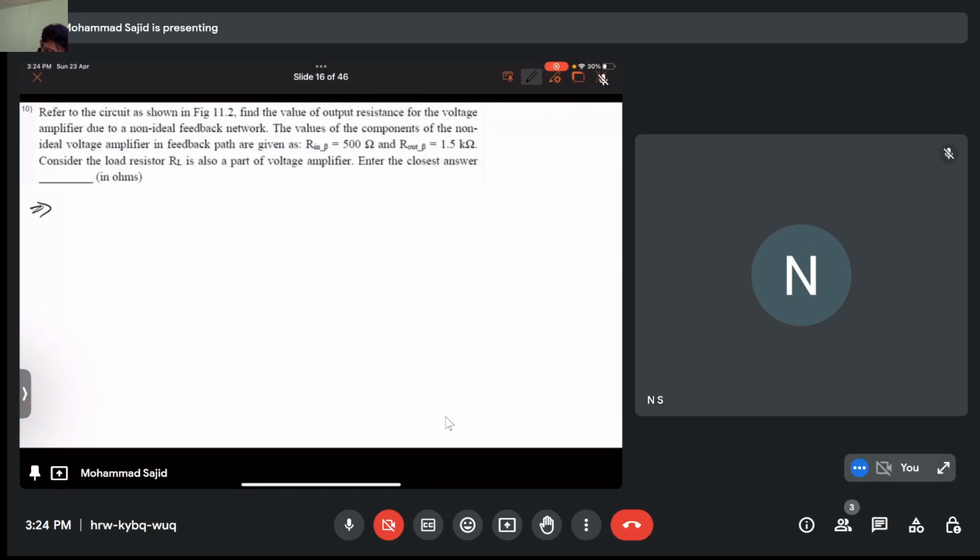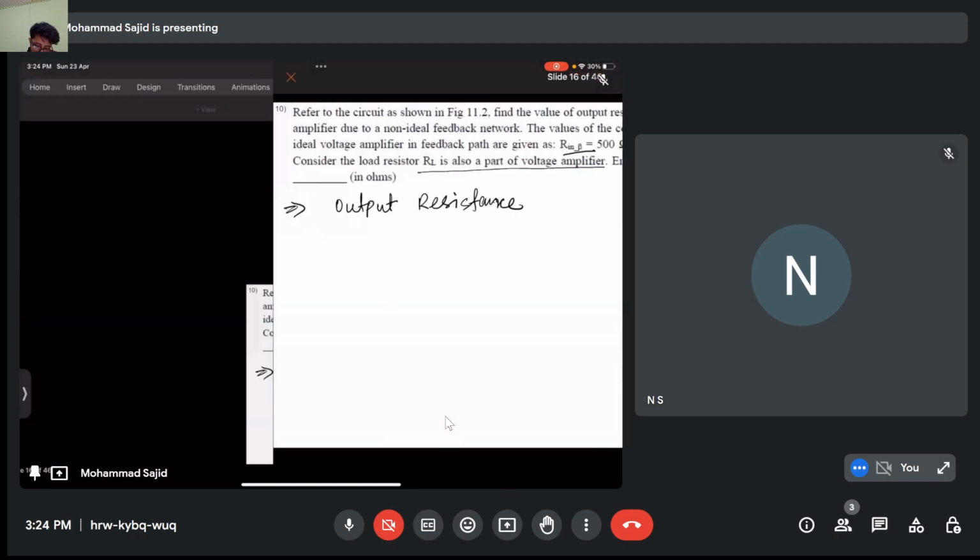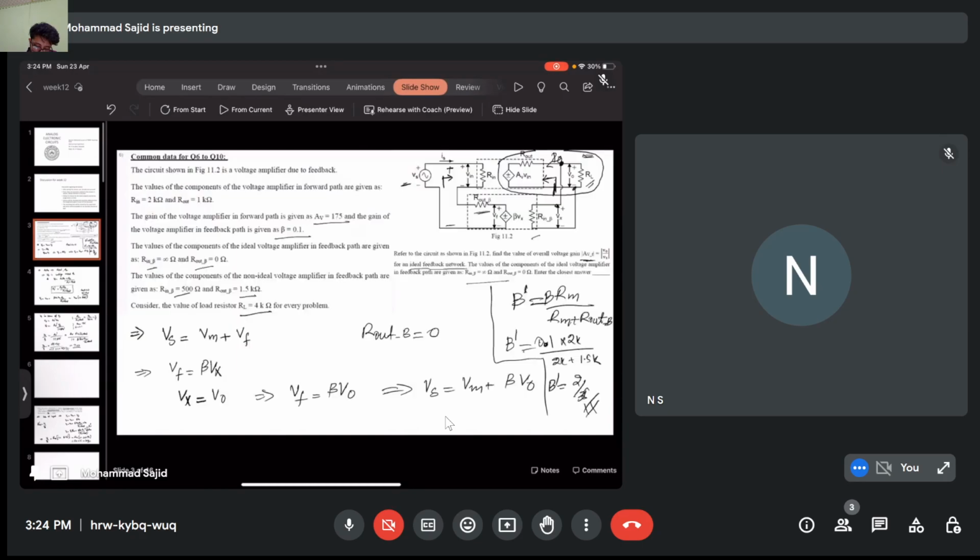Now in this question we have to calculate output resistance. These are the values for the non-ideal feedback network, and we have to consider the load resistor as a part of the voltage amplifier, right? Okay, let's go back to the circuit first. We have to calculate this R out, right? Here, this one.